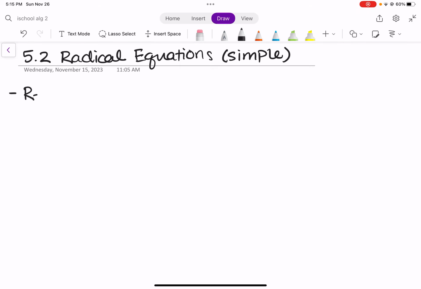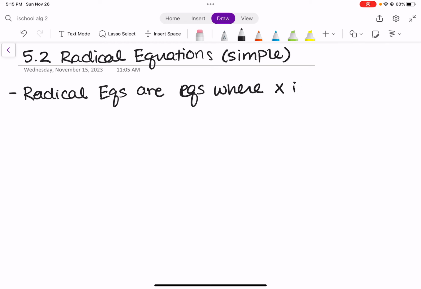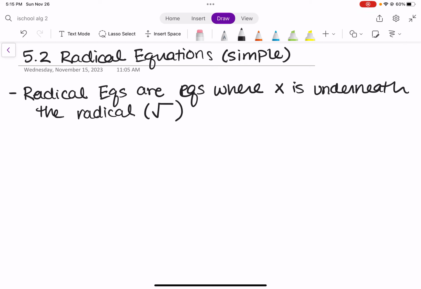Radical equations are equations where x is underneath the radical. Now, if you forgot what a radical is, you're probably more familiar with square root. Square root is a type of radical, okay? So radical equations are equations where x is underneath the radical. So if x is underneath this symbol, that means it's a radical equation. Today, we're going to be learning how to solve them.